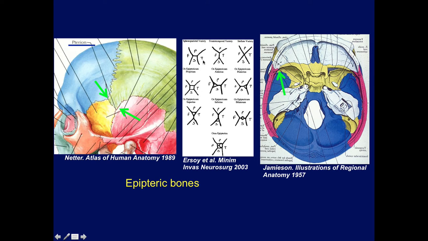This study, they looked at about 300 skulls, and they show here the variations. For instance, this is the normal H, but sometimes the frontal bone and the temporal bone will touch, and the parietal and sphenoid are separated. There are all these variations. And here they show the variation of the epipteric bones. So there's some variability here.